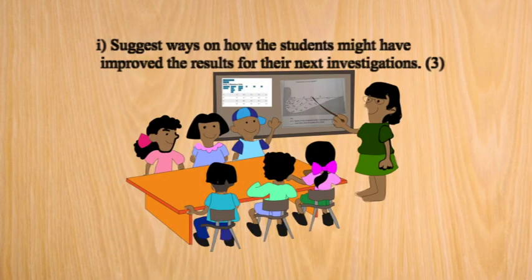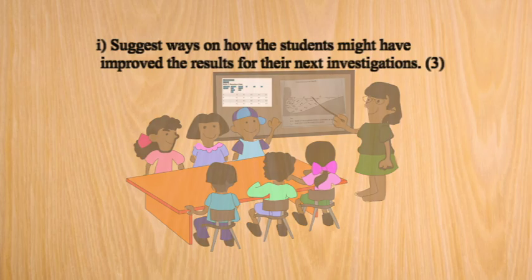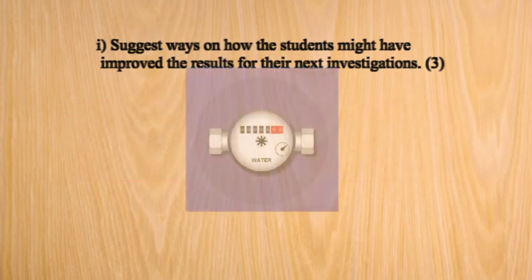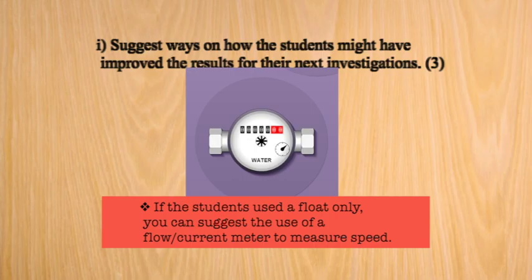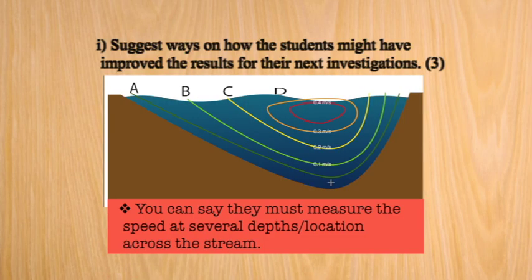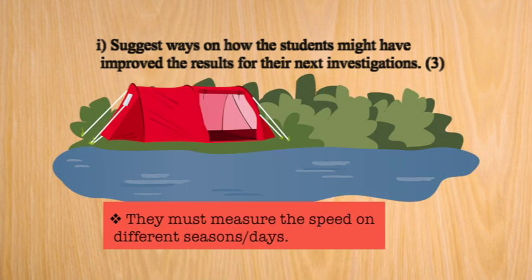Question I. Suggest ways on how the student might have improved the results for their next investigation. The answers need to be linked to the investigation at hand always. If the student used a float only, you can suggest they use a flow meter or a current meter to measure speed. You can say they must measure the speed at several depths or locations across the streams. They must measure the speeds on different seasons or day. However, answers must always be linked to the investigation at hand.